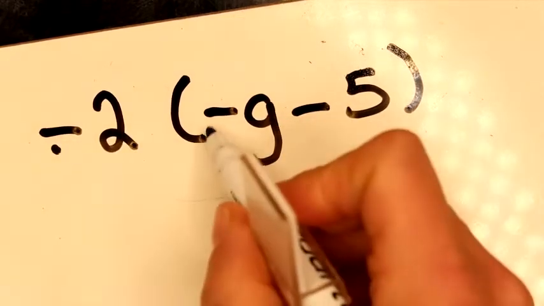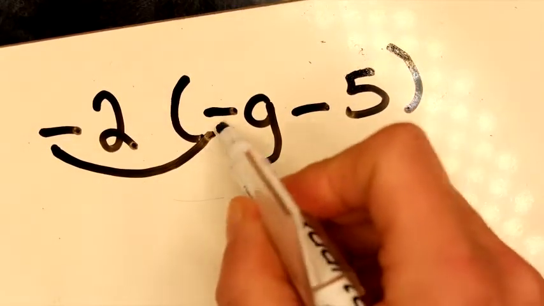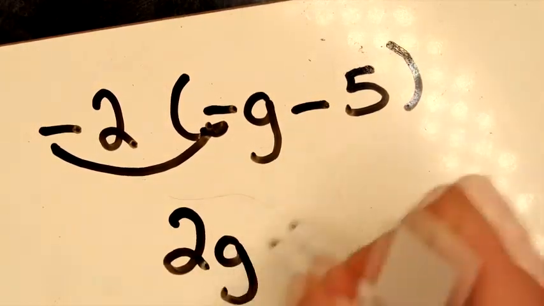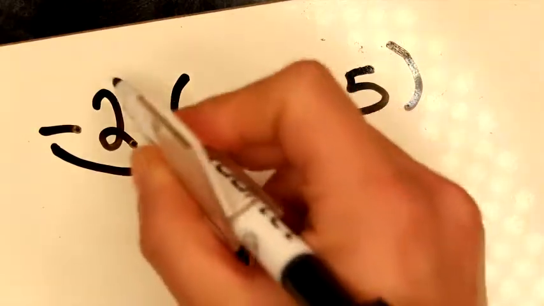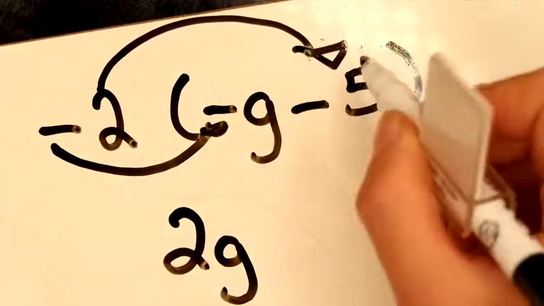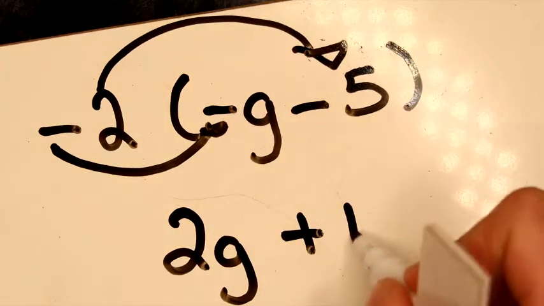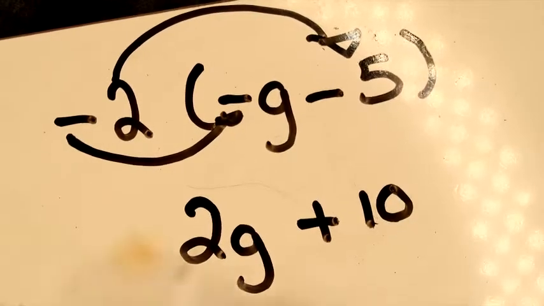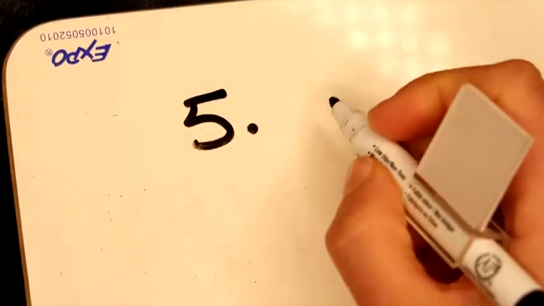Again, a negative times a negative is going to give me positive. Positive 2G. Negative 2 times negative 5 is going to give me positive 10. So again, these are the same problems that you have on your worksheet. Okay, so this was number 4. We're going to move on to problem number 5. Again, if you think it's too fast, you can pause the video. But we're at number 5.